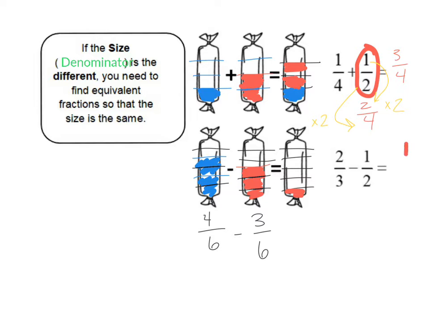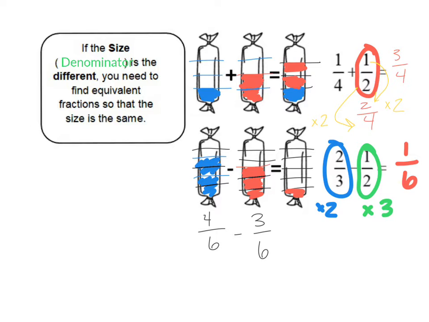So I'm going to end up with an answer of 1/6. Now to make this short and easy, my 2/3, I multiplied both the top and the bottom by 2. My 1/2, I multiplied both the top and the bottom by 3 in order to get the equivalent fractions of 4/6 minus 3/6. Then I can write my answer as 1/6.